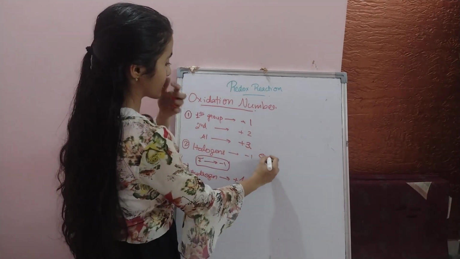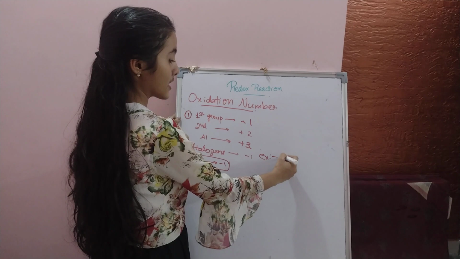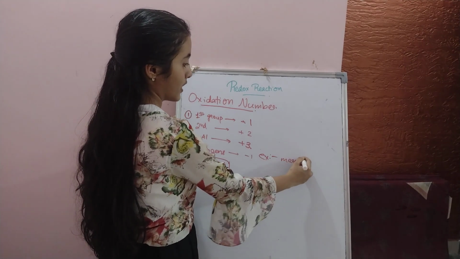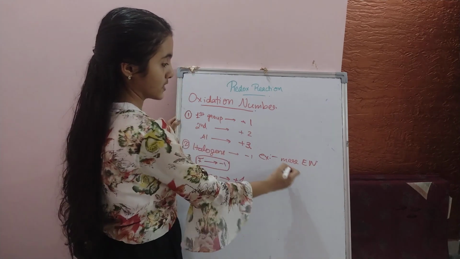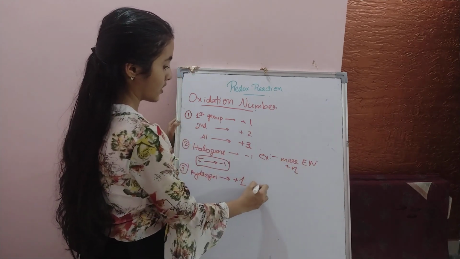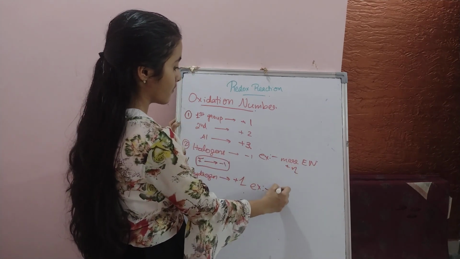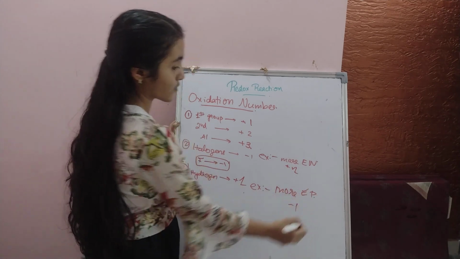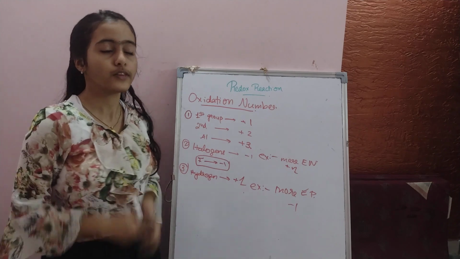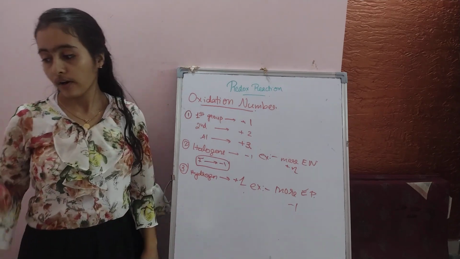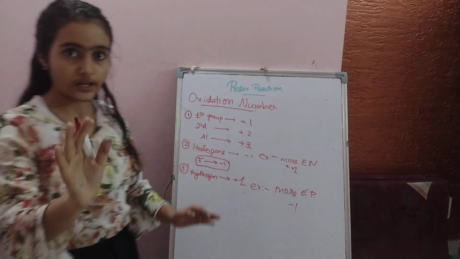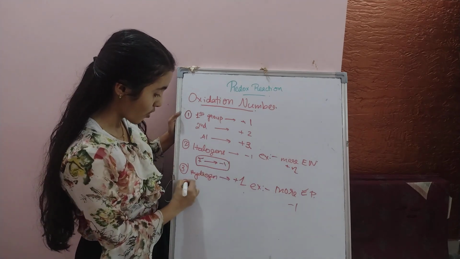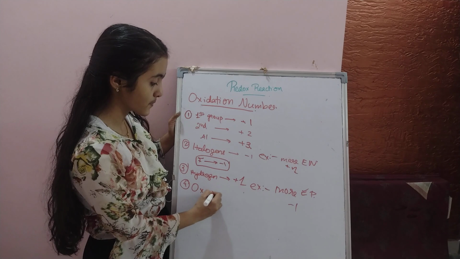The halogen exception is that when a more electronegative element is present, it has +1 oxidation state. The hydrogen exception is that when a more electropositive element is present, it has -1 oxidation state. Then next is oxygen. Now we are discussing the case of oxygen. We are discussing the main elements.